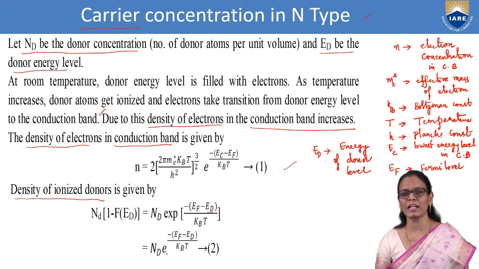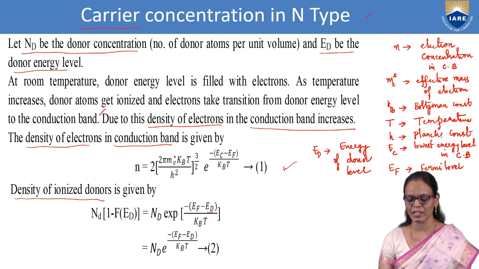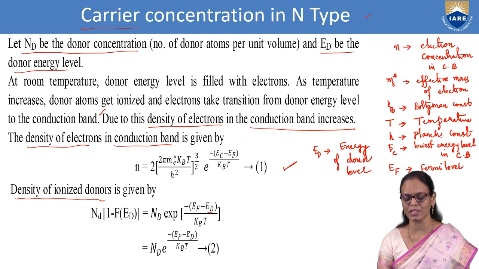So Nd is equal to e power minus of (Ef minus Ed) by kBT. So we are considering this concentration of electrons in the conduction band as 1, and then the density of the ionized donors which are going to shift into the conduction band, we are writing as Nd into e power minus (Ef minus Ed) by kBT. This we are representing by equation 2.